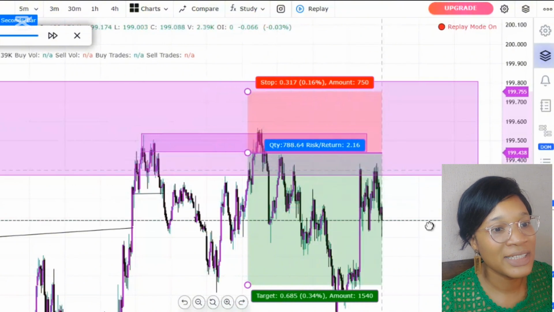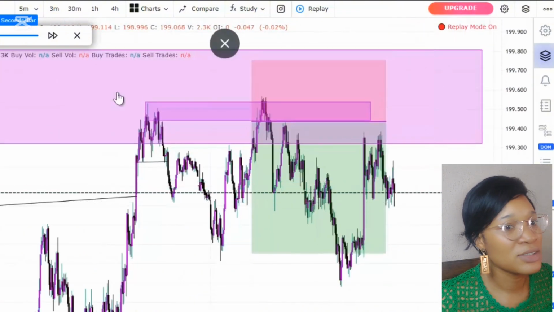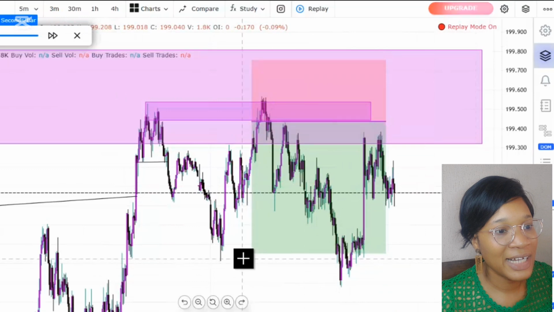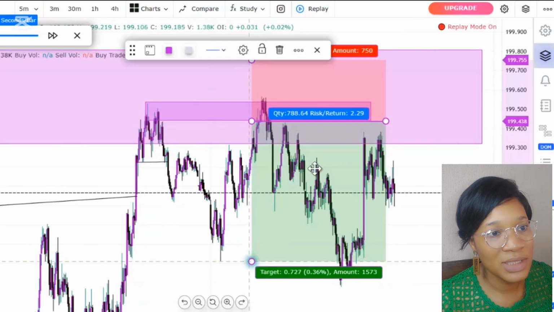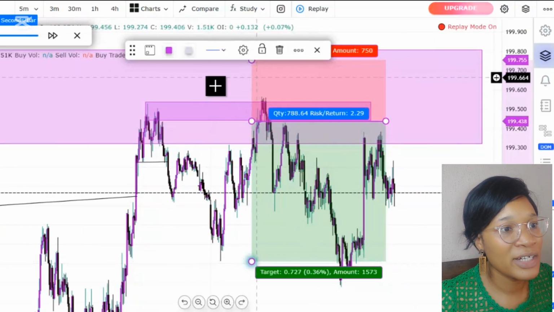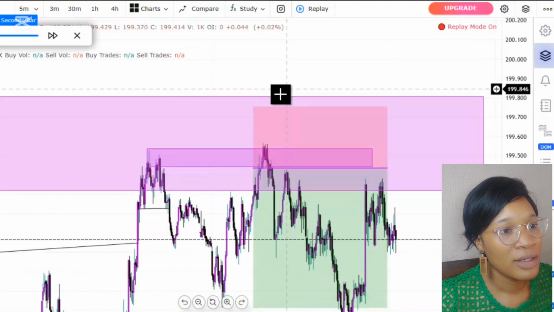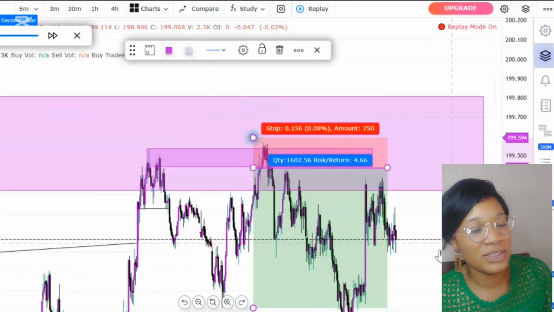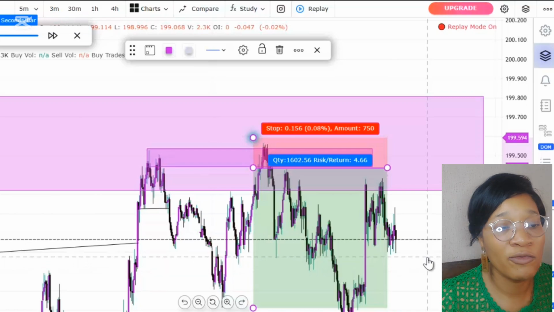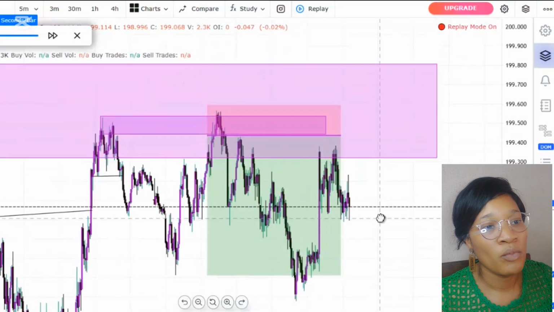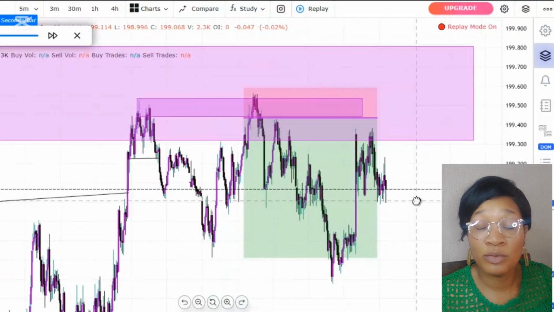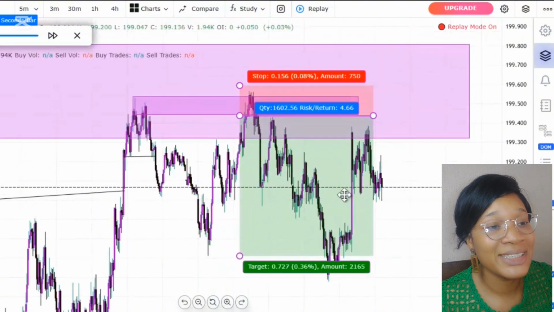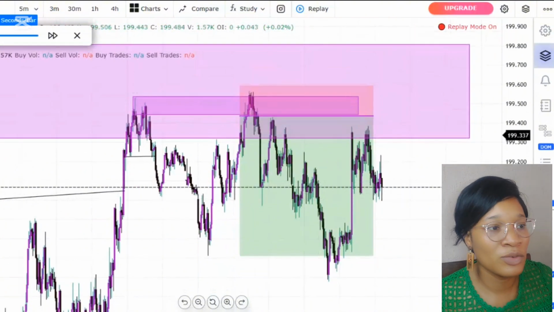Okay, so you can see that, yes, let me stop this. You can see price came and actually at least gave us our first TP. Our stop loss would have been somewhere here. It would have given us a very clean 1 to 4.66 risk to reward ratio.